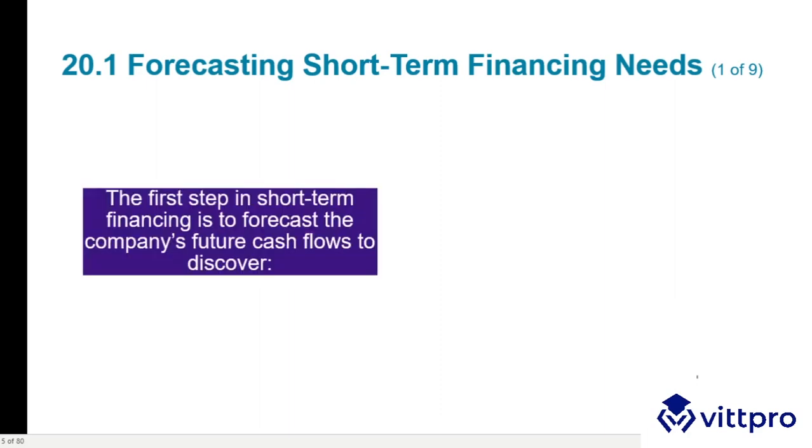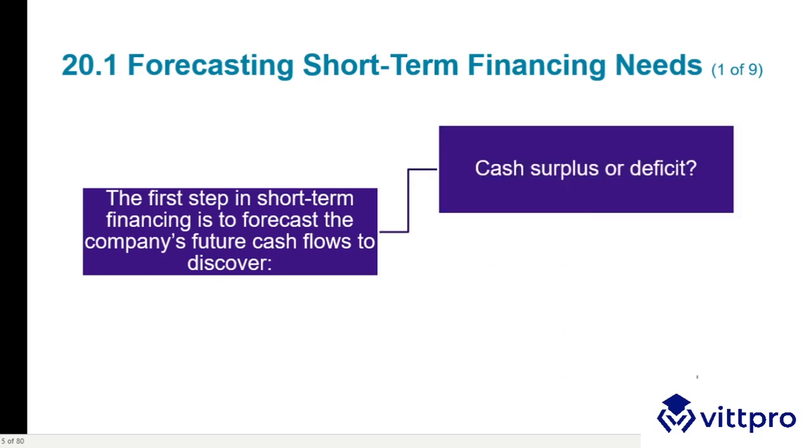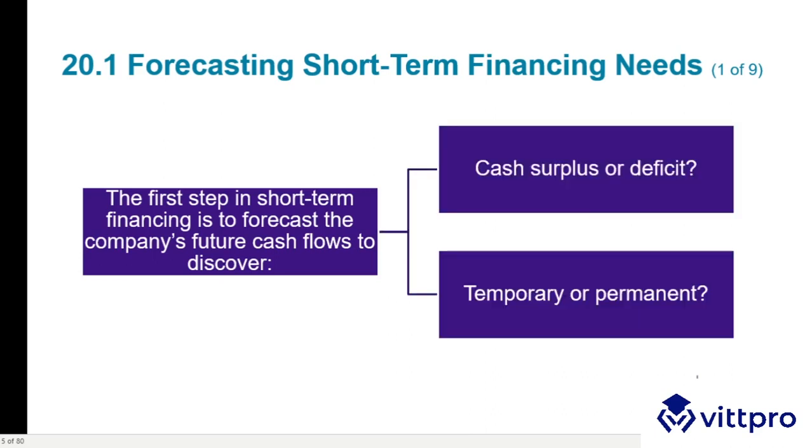The first step in short-term financing is to look at the forecast of future cash flows to discover a cash surplus or a cash deficit. Is it temporary or permanent? Temporary means it is only for 1 month or 2 months and you will be able to recover the money immediately, or it's more of a permanent nature, meaning you need money for 6 months or maybe a year, right?